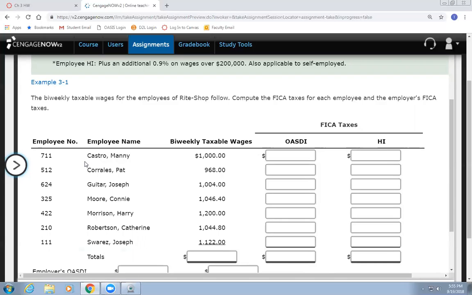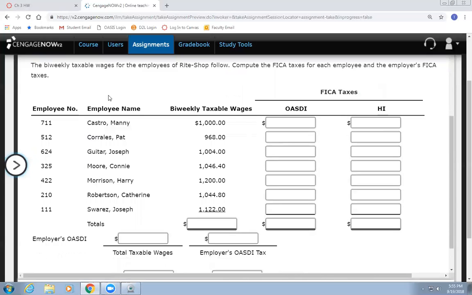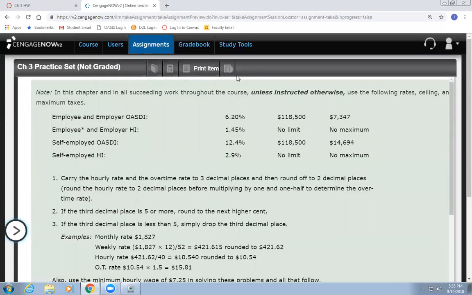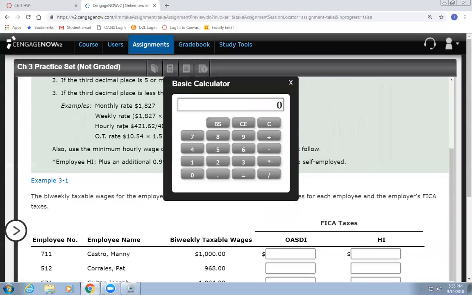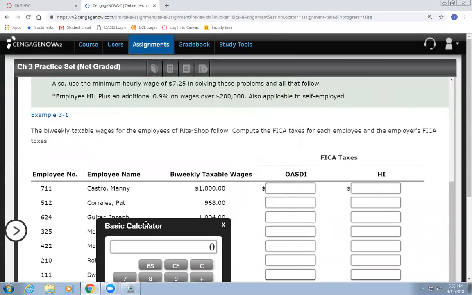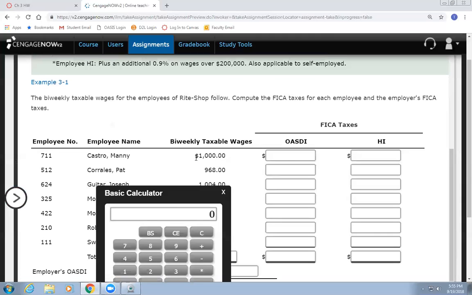Okay, so on here, really truly, you can open up your calculator if you like. You're just taking, for each employee, their biweekly taxable wages. We're going to assume that no one has hit the limits or the extra tax because they haven't given us that information. So really, we're just going to take their wages, multiply it by their rates to get their withholding. So this one's very easy.